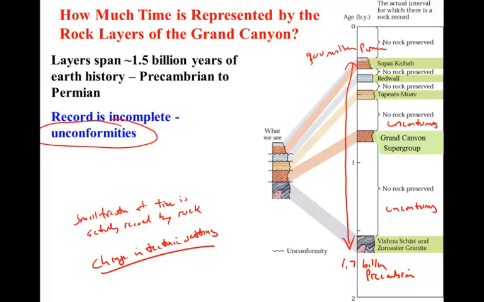During that time, Vishnu Schist, Zoroaster Granite, a convergent plate boundary, a mountain range was formed. It took a long time to erode those mountains away till we could start making sediment again. By that time, we now have a divergent setting, a continental rift zone. The Grand Canyon Supergroup is formed. Then there's another unconformity that follows.